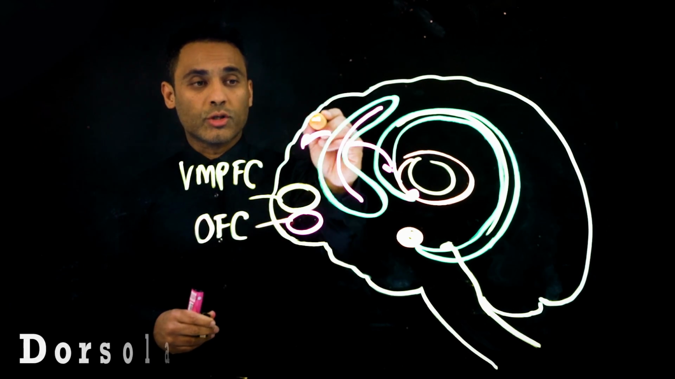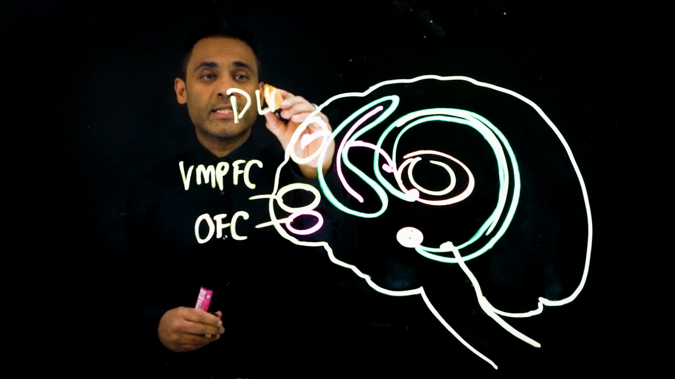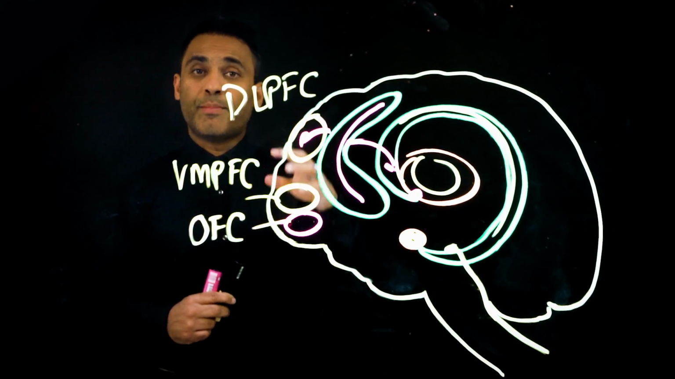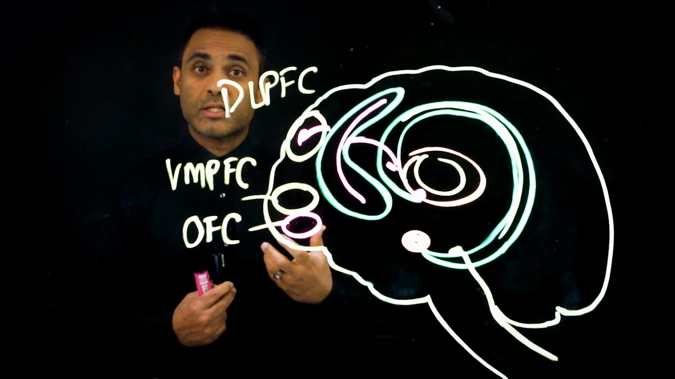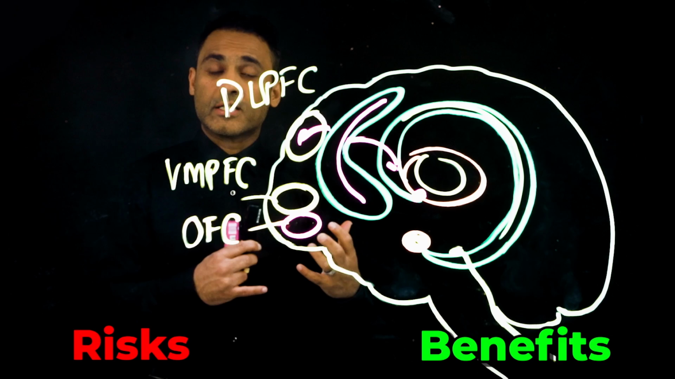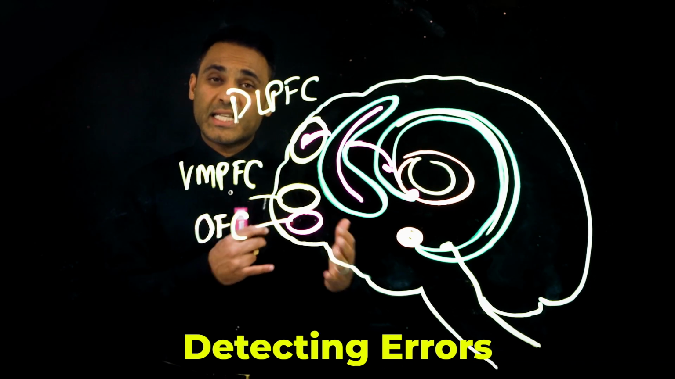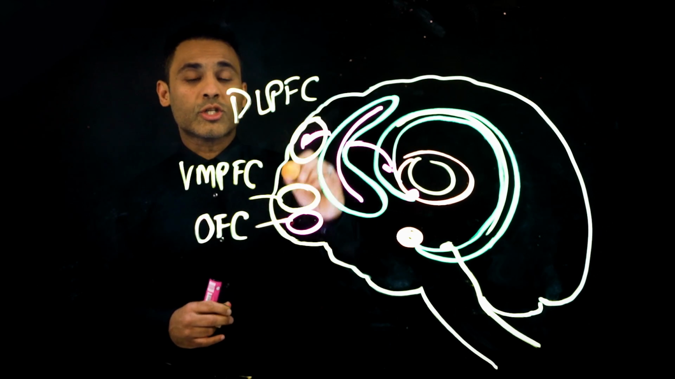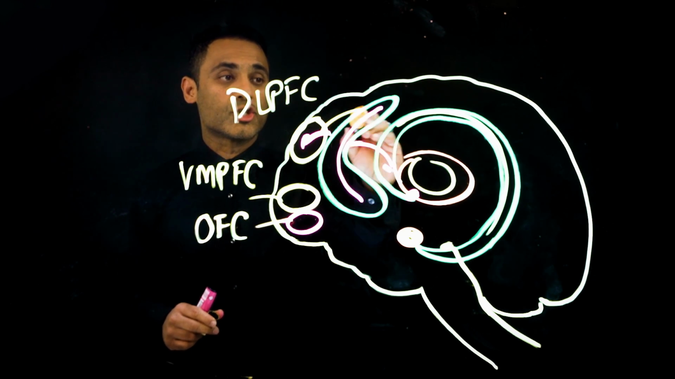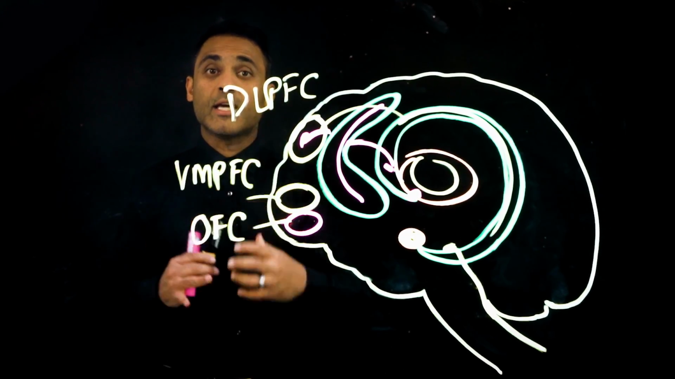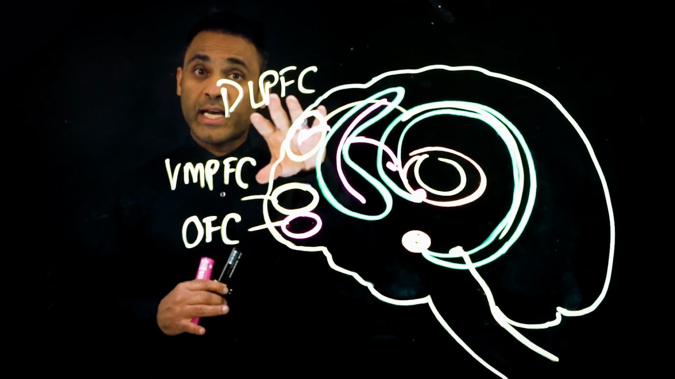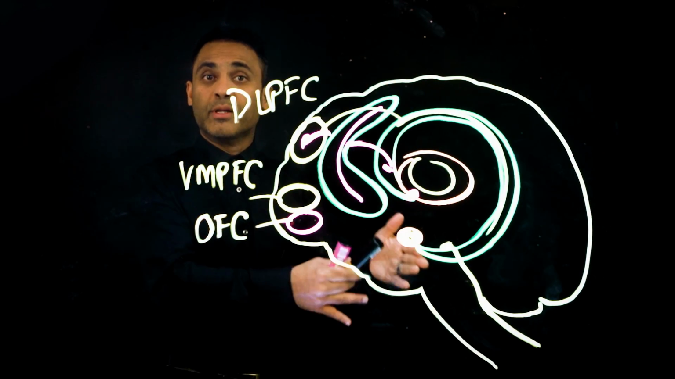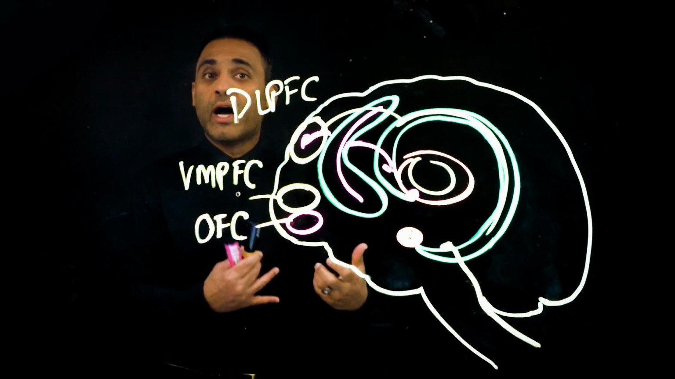And then we have the dorsolateral prefrontal cortex. This is the seat of executive function. This is the part that helps us make decisions, evaluate risks and benefits, the planning, sequencing, detecting errors, for example, initiation of tasks and completion of tasks. And the dorsolateral prefrontal cortex has connections to the striatum because the decision-making occurs in the dorsolateral prefrontal cortex, which will then send messages to the striatum to implement those actions, which of course require movements.